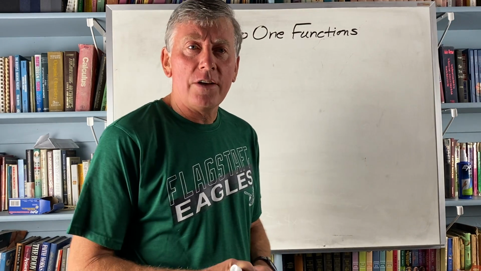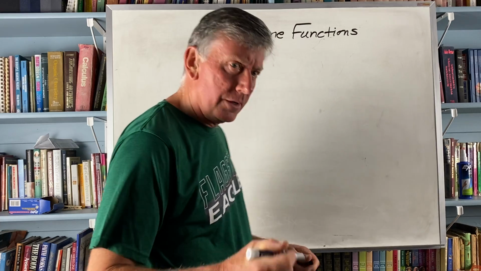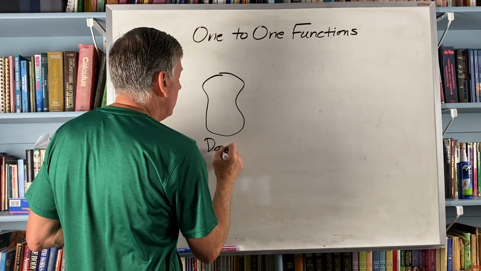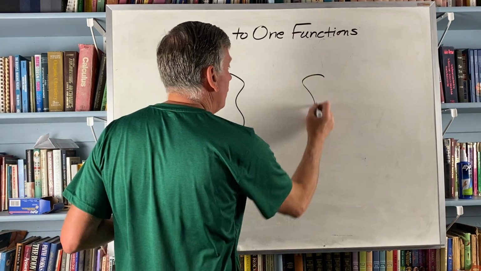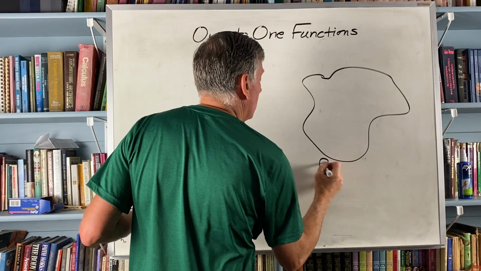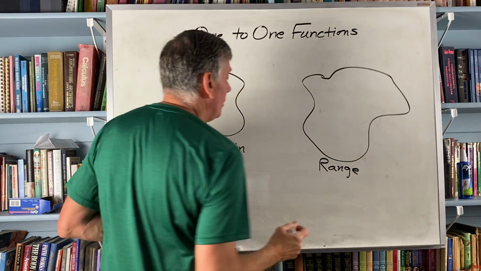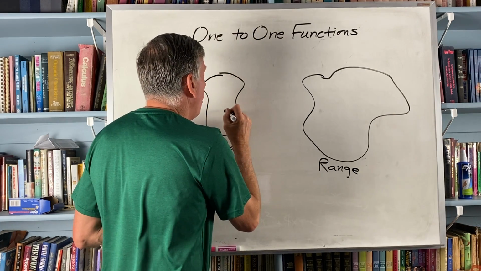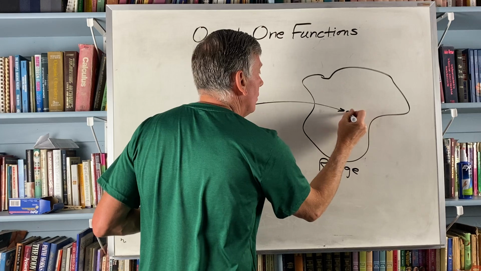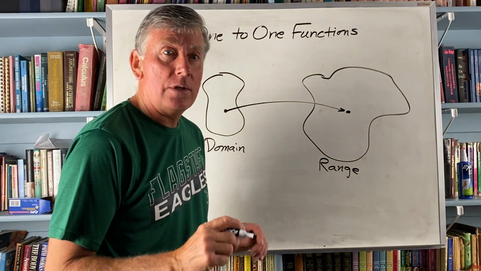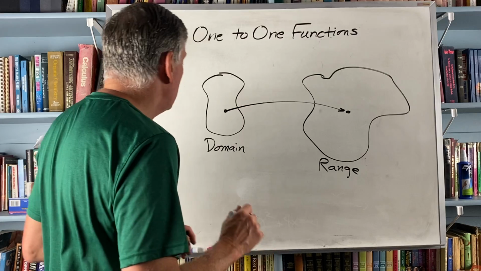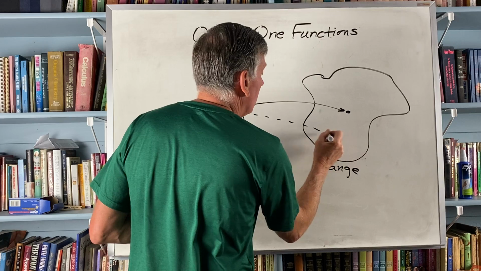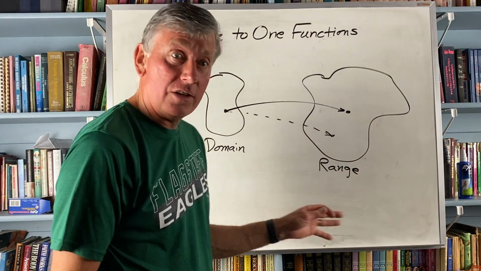Okay, we're going to talk about one-to-one functions. You'll recall when we first started talking about functions that we would have this domain and we'd have a range, and we were very careful that an x value in here only went to one y value. Only one, not two. If we had this sort of thing here, then not a function.